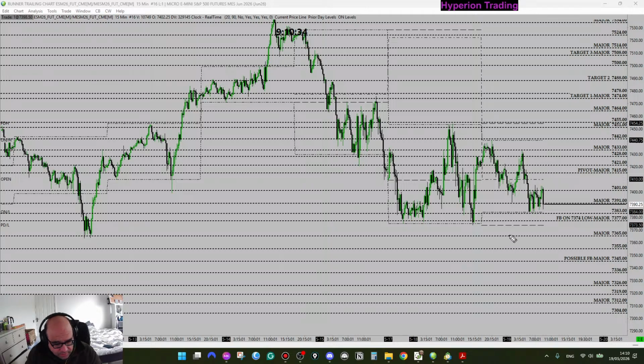However, what I really want to see first is this low, which was made yesterday at about 3 o'clock, at 73.74. I want to see this taken out, or maybe a tap into here, and then we reclaim it. Then I can take my entry about here, possibly, or here, depending on where we see the acceptance. That's the one scenario of the lows I told you.